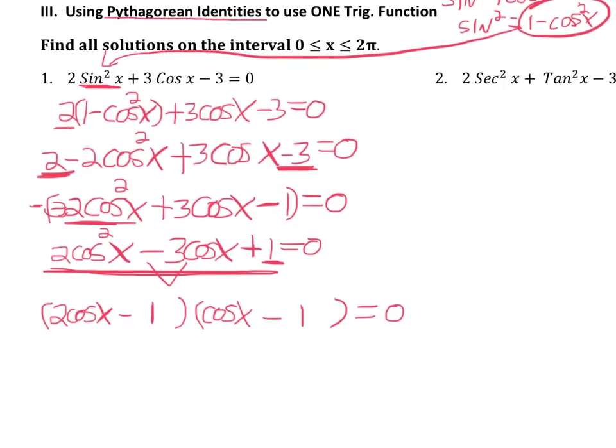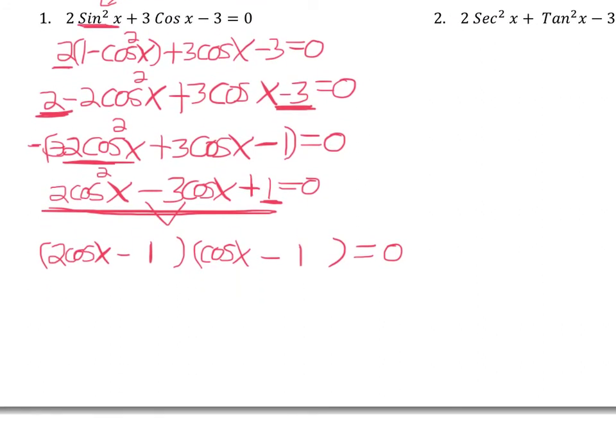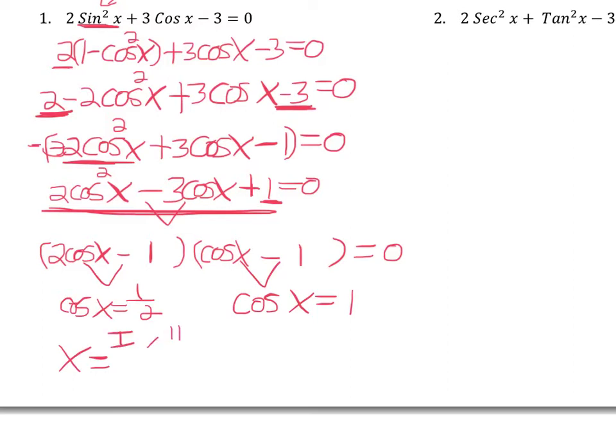Then we just take each factor and set it equal to 0. So if 2 cosine of x minus 1 equals 0, then when you isolate that cosine of x, it equals 1/2. This one right here, if cosine of x minus 1 equals 0, then cosine of x equals 1. Now we just go back to the unit circle and we get our angles. Cosine is positive in the first and fourth quadrants, and the x value in the unit circle is 1/2 at pi over 3, so it's pi over 3, and it is 5 pi over 3.